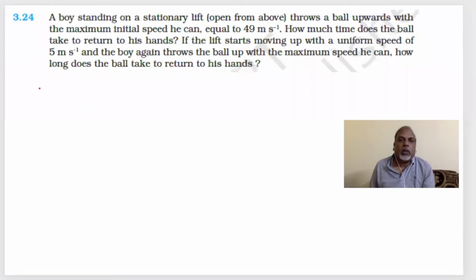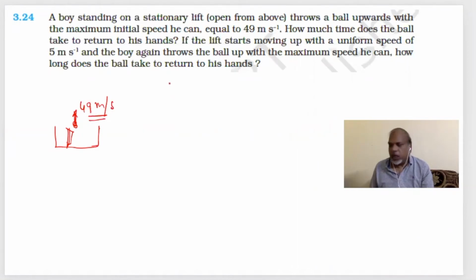Now this is question number 24. A boy standing on a stationary lift open from above throws a ball upwards. Now suppose this is the lift. A boy is there. He throws a ball with 49 meter per second. So how much time will it take? The lift is stationary.